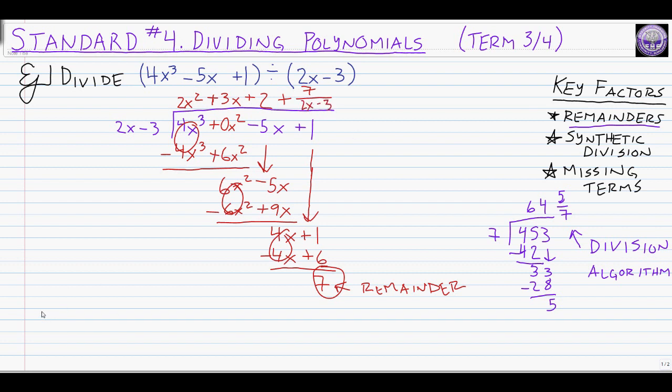So our final answer here, the quotient of those two, is 2x squared plus 3x plus 2, all plus 7 over 2x minus 3. And voila.